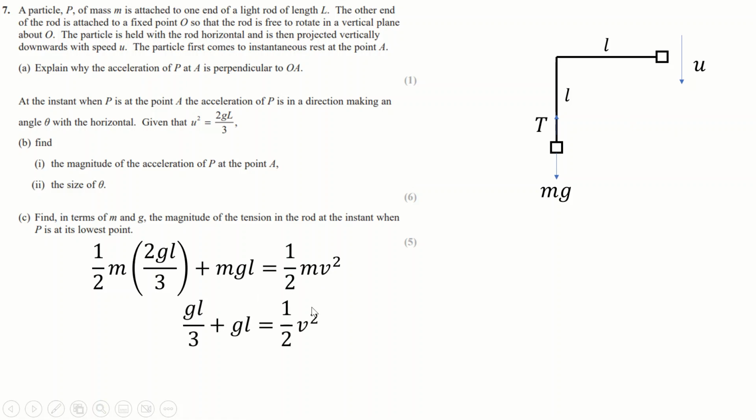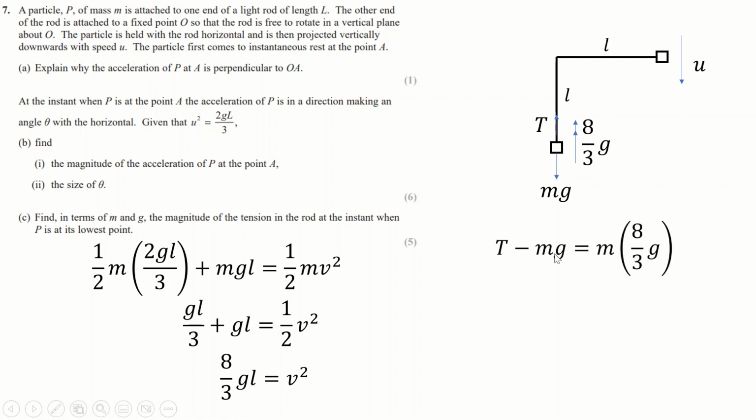We can of course simplify that down to this. We can get v squared equals this, which is super helpful because now we can set up F equals ma, because the acceleration towards the center is v squared over r, with r being L, so it's 8/3 gL over L, which is just 8/3 g. So that's our acceleration towards the center. Set up F equals ma: this minus this equals m times this. Add mg, add those together, and we'll get our tension. And I think that is the entire paper done. Thank you for watching.